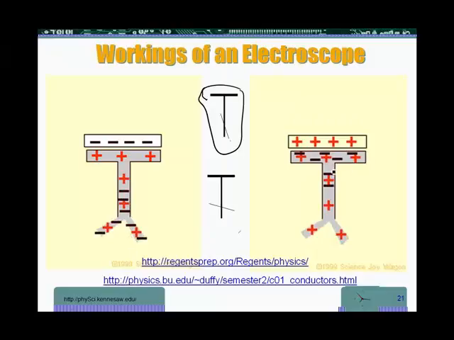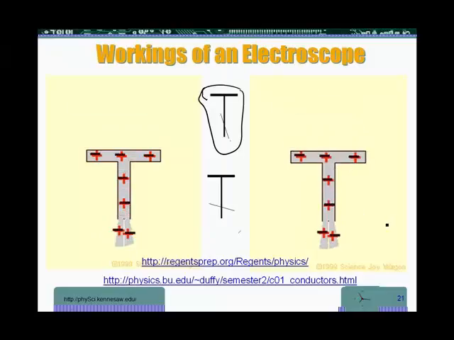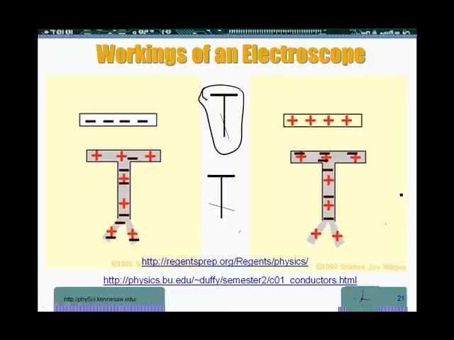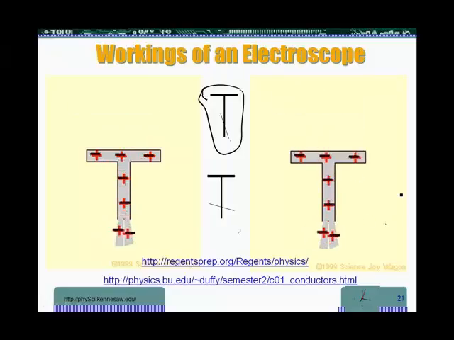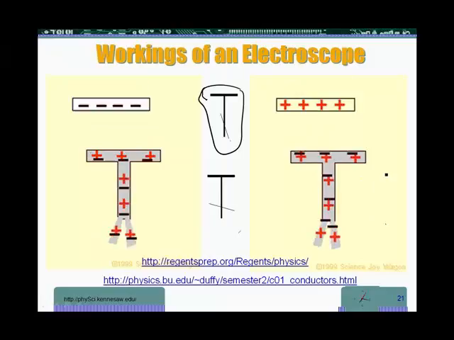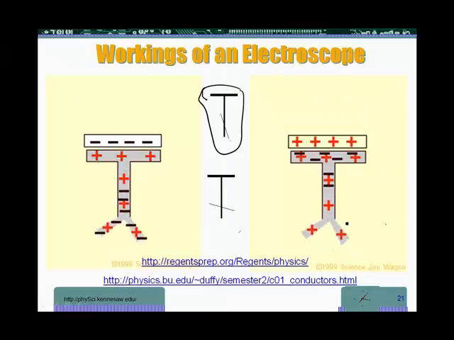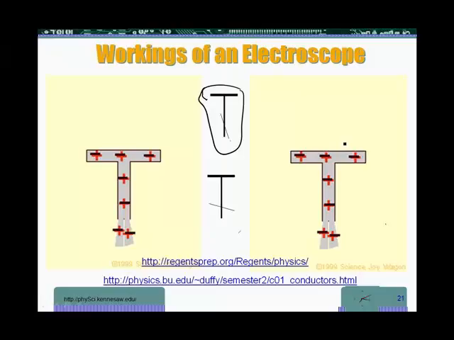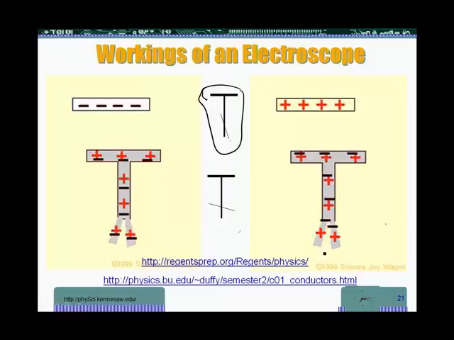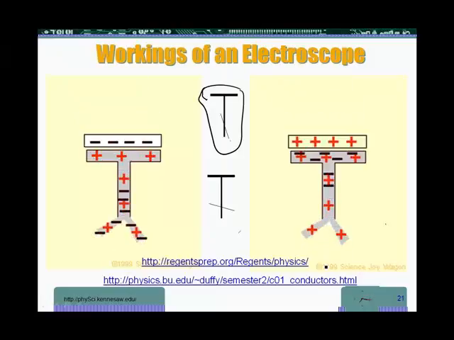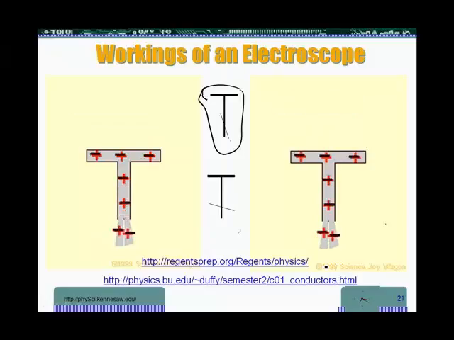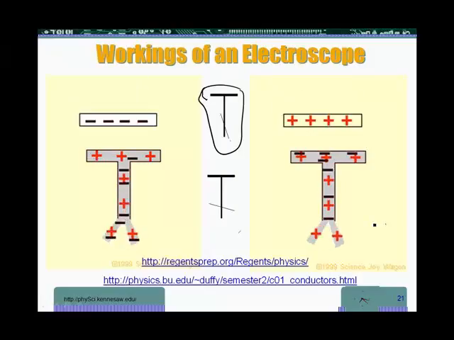Here we have the opposite. We approach a positive charge. When we approach a positive charge, the negative charges that were spread evenly to balance the positive charges within the electroscope are going to be attracted to the positive charge on top. That will leave us with a net positive charge in the vanes. So the vanes are going to repel each other and they move apart.